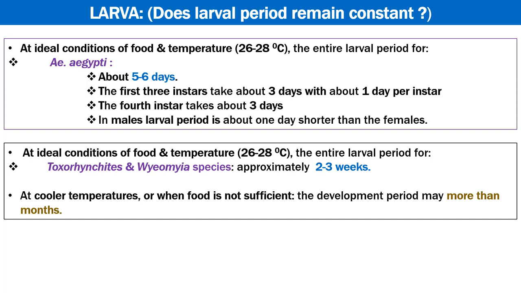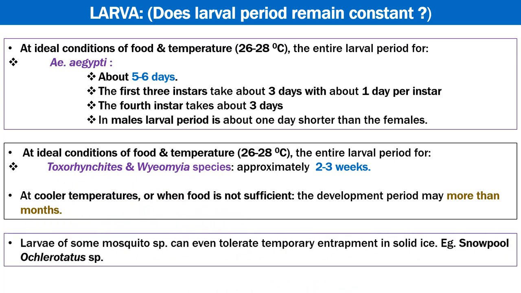At the same ideal conditions, the entire larval period for Toxorhynchites and Aedes species is approximately 2 to 3 weeks, meaning 14 to 21 days. And even at colder temperatures and when food is not sufficiently present, the developmental period may be more than months. Larvae of some mosquito species can even tolerate temporary entrapment in solid ice, for example, Snowpool Ochlerotatus species. So from these examples, we can say that the larval period is species specific. Even at ideal conditions, different mosquito species show different durations for completion of the larval stage.